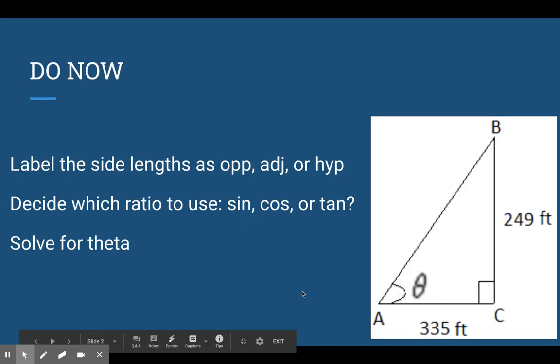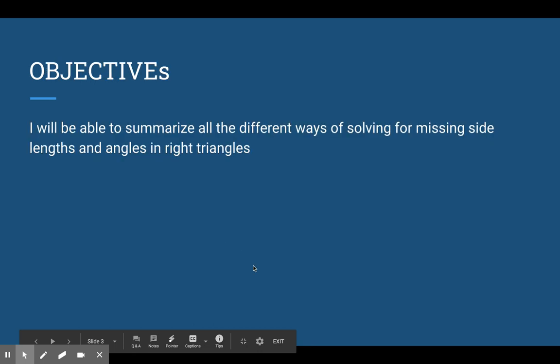Okay, so a quick warm up, do not label the side lengths as opposite adjacent. Oh my goodness, I'm so sorry. This is the same warm up in the 8.5 lesson. I meant to change this, but I didn't. So life goes on.